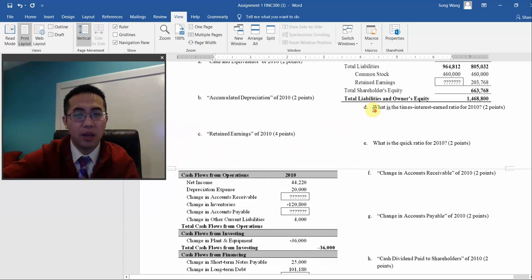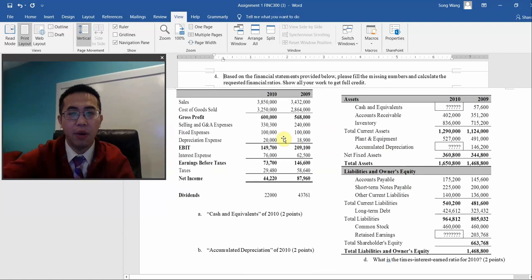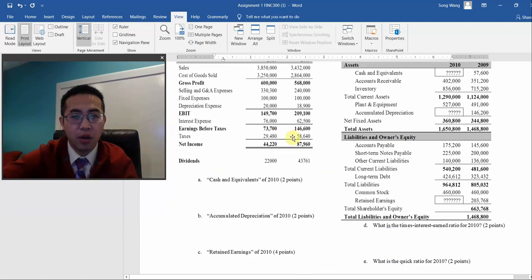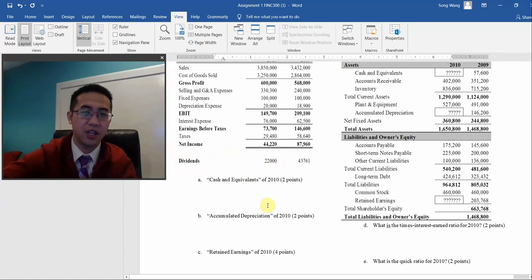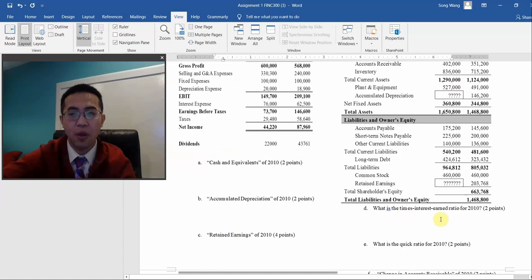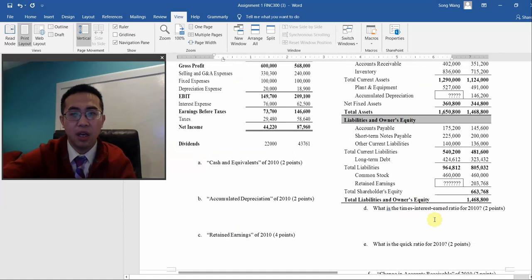So right here for question 4, I printed it this way so you can do it better. For question A, B, C, it's just a matter of a calculation of certain factors in your financial statements, and this is from financial accounting, and I'm not worried about that if I were in your shoes. Question D, E are basically from chapter 4. It's about time interest earned ratio and quick ratio. So you will find the formulas in the slide of chapter 4.